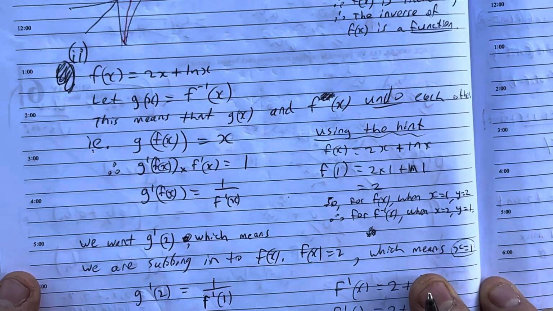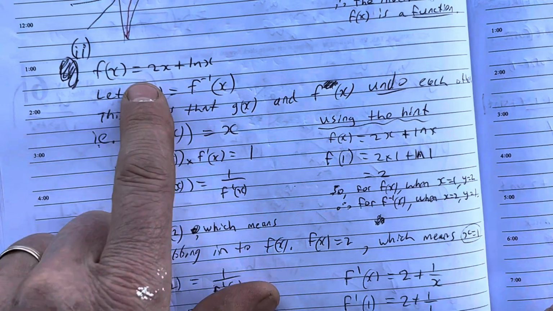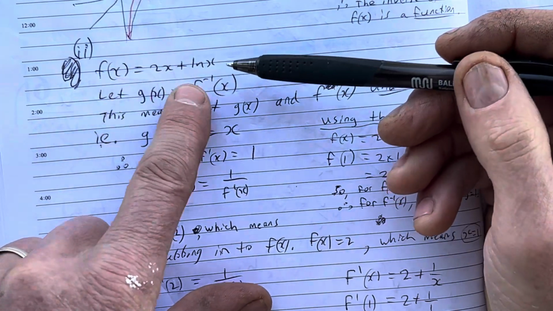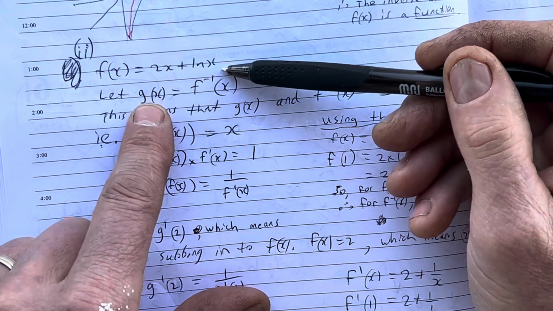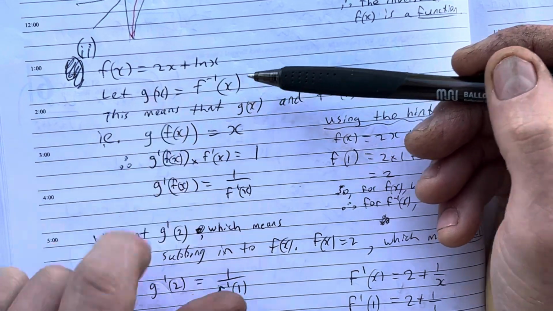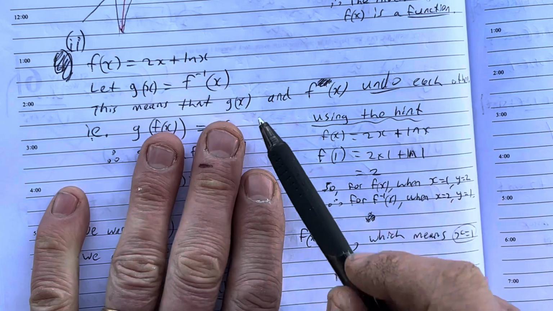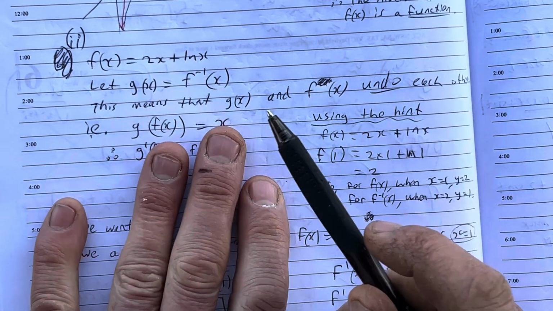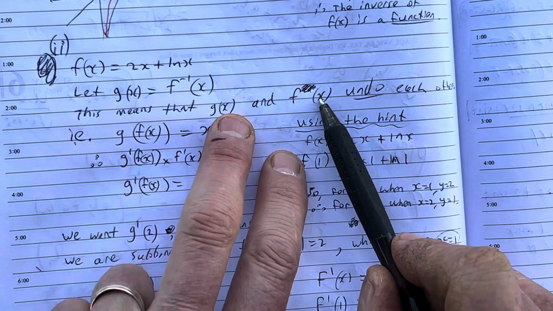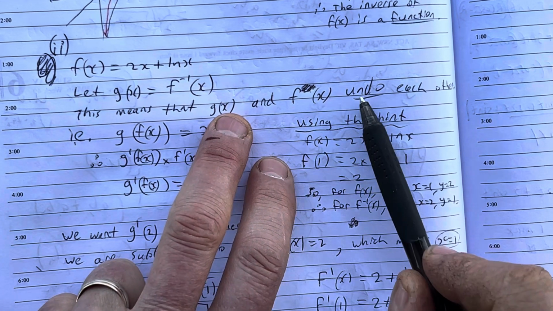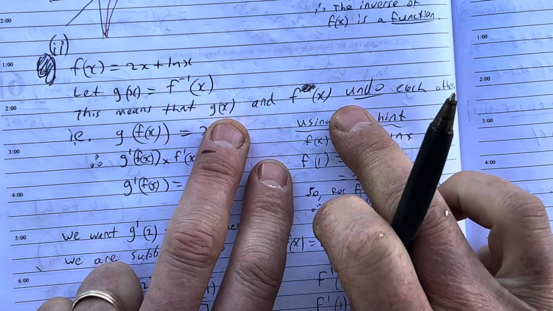That's the hint. That's just doing exactly what they asked you to do. So here's the question. We're given the original function. We're calling the inverse of that function g(x). So we can work with just g(x). There's a couple of ways you could do this, but this is a nice way to do it. It means that g(x), which is the inverse, and f(x) are inverses of each other. In other words, they undo each other.